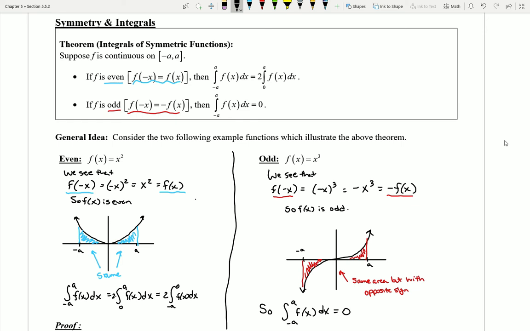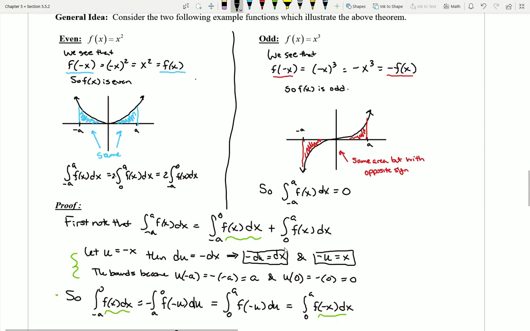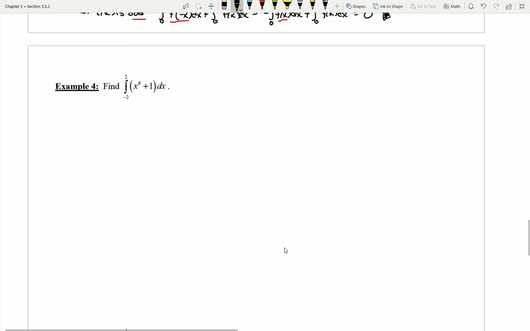In the last video, we took a look at this interesting theorem that talked about how we could actually integrate functions that have certain symmetries. That is, if I had functions that were even or odd, functions that were symmetric across the y-axis or symmetric across the origin. Now, we're going to see here in this video and the next one how I can put this to use in some different examples. So let's take a look here at example number 4.